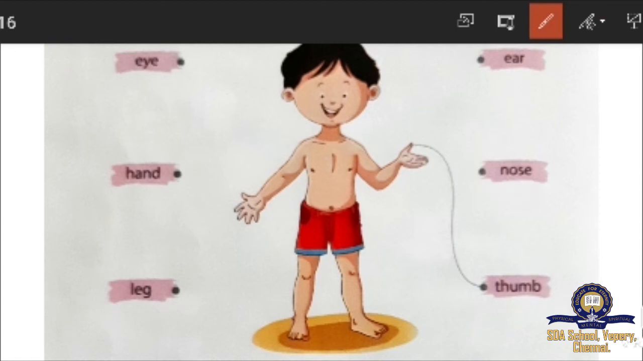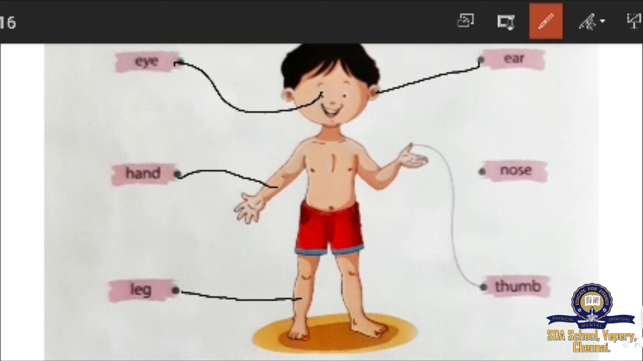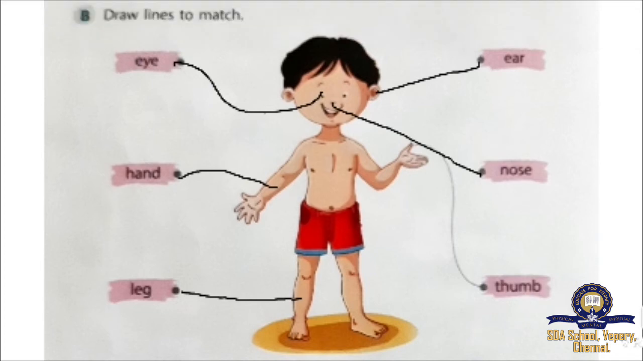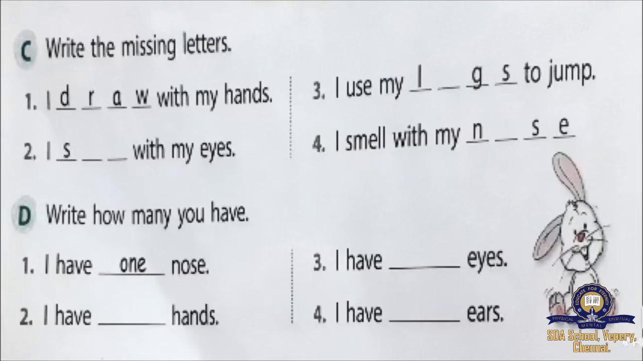Now, look at the first one, eye. Where's the eye of the boy? Yes, you are right. It's here. Very good. And then H-A-N-D, hand. Where's the hand? It's here. And then L-E-G, leg. Yes, you are right. And then E-A-R, ear. And then N-O-S-E, nose. Yes, we completed. You all love to do matching, no? Yes. Shall we pass on to the next one?